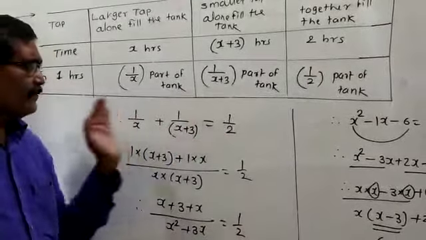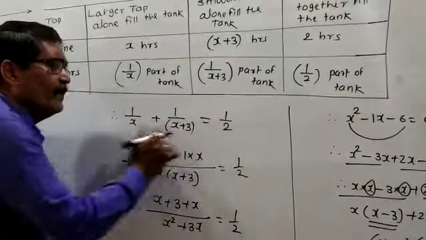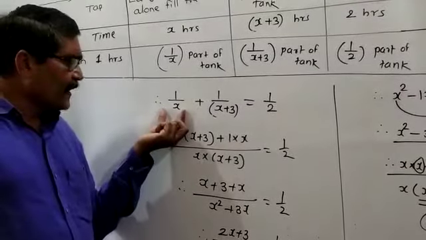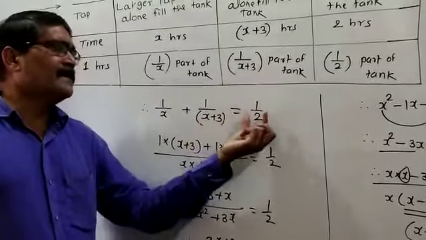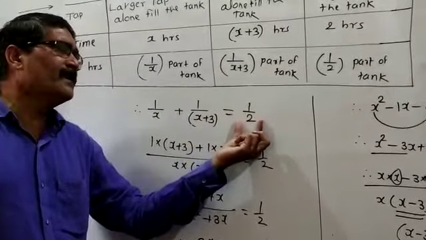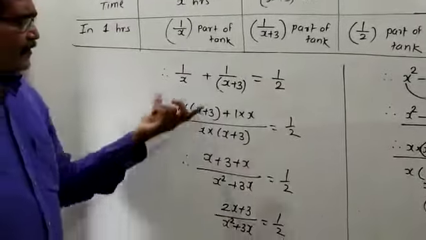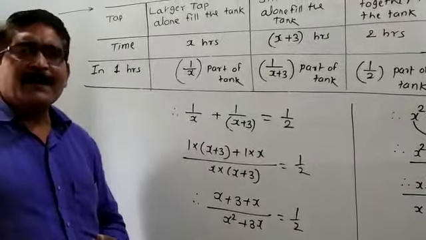All the taps fill the tank in one hour. How much part will fill? This is the larger tap, filling the tank in 1 hour. Smaller tap, filling the tank in 1 hour. When both the taps are open, within 1 hour both the taps will fill half part of the tank. So you have to solve this example and frame the quadratic equation.